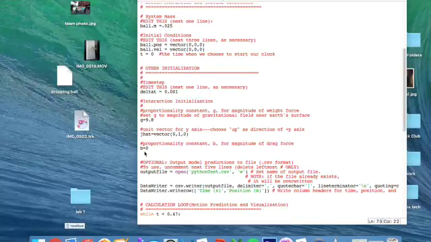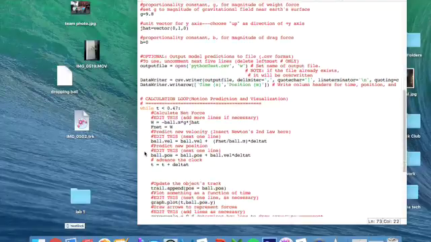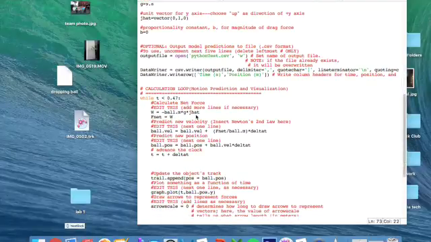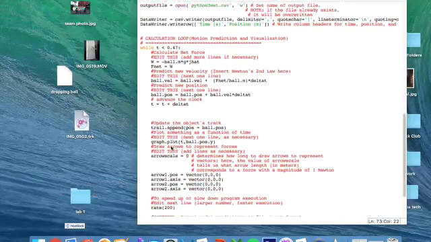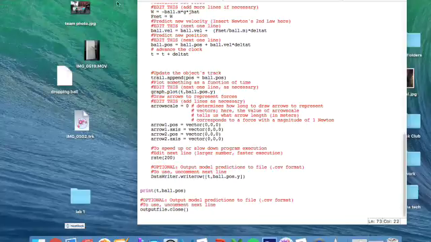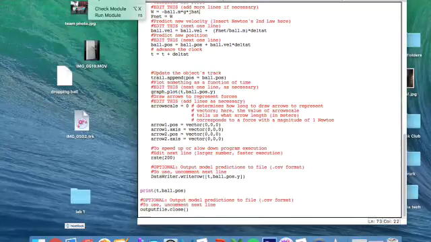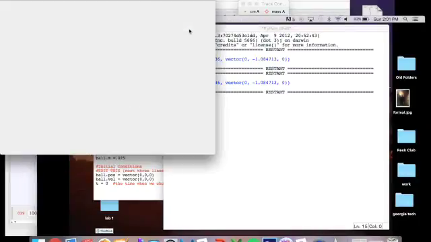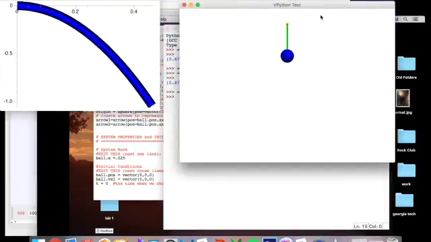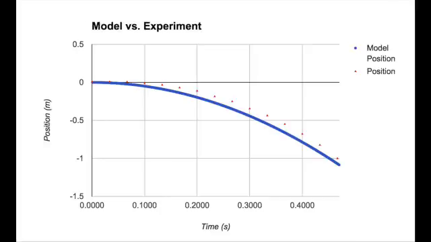The next thing I had to do was to find the weight force. Here you can see that weight force is the mass of the ball times gravity times j hat. Next, I set the net force equal to weight force since we are only concerned with weight force in this particular model. So this is what it looks like when the code is run. As you can see, there's a y versus t graph as well as a visual representation of what it should look like.